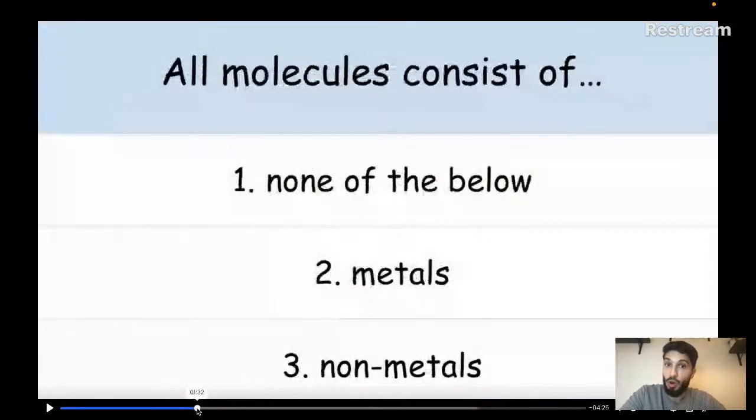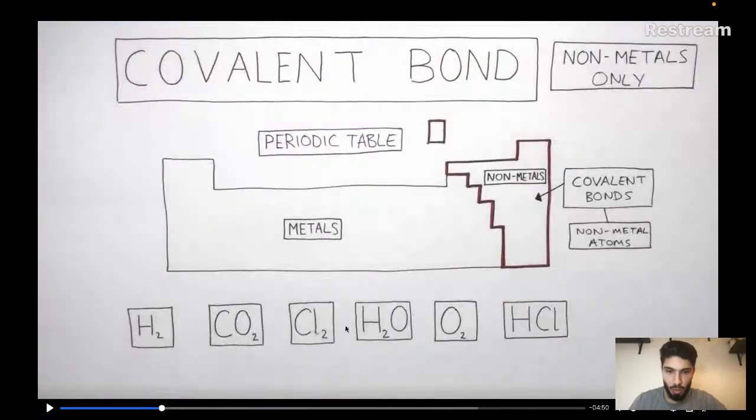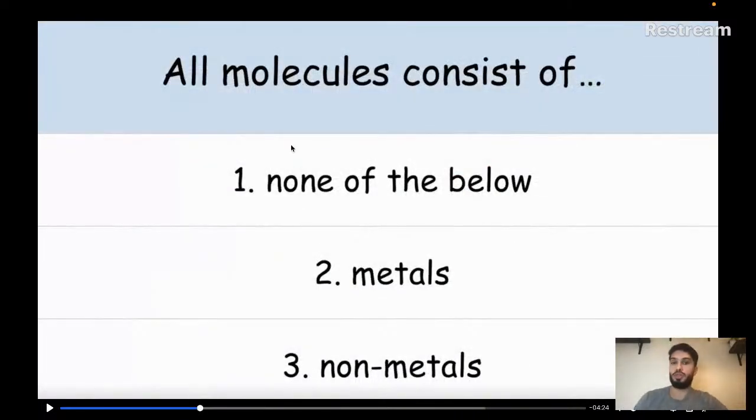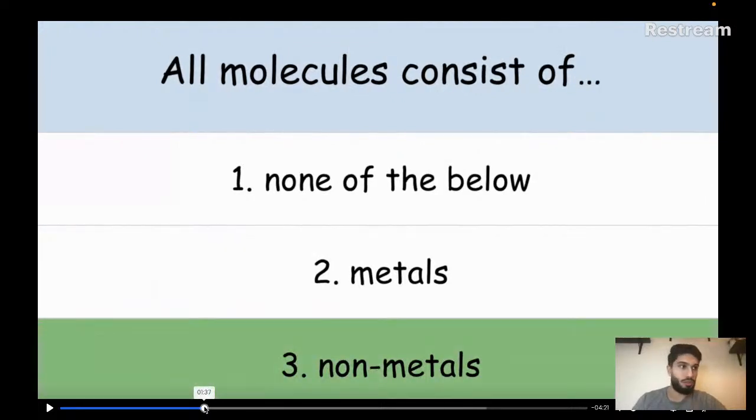Next question. All molecules consist of, so I never explicitly taught you this, but technically, these are molecules because they contain non-metal atoms only. Okay, so if you ever find a substance which contains non-metal atoms only, and these atoms are then bonded with another atom, this is called a molecule. So all molecules consist of, now that I've told you, it's going to be easy, 1, 2, or 3. Of course, the answer is non-metal.